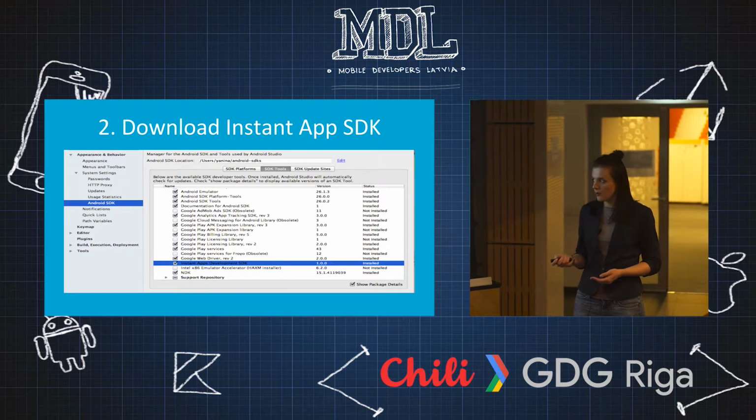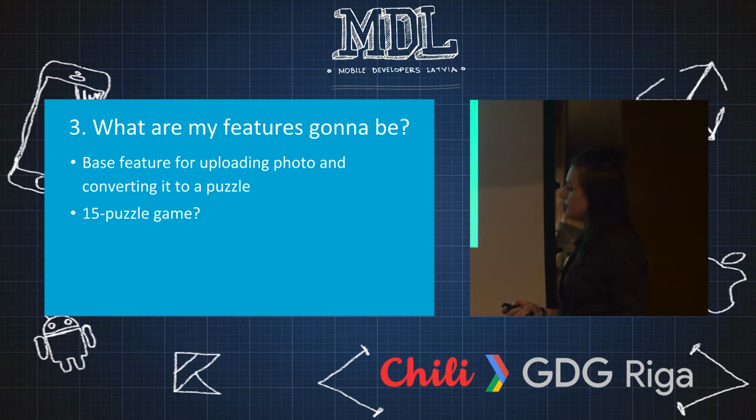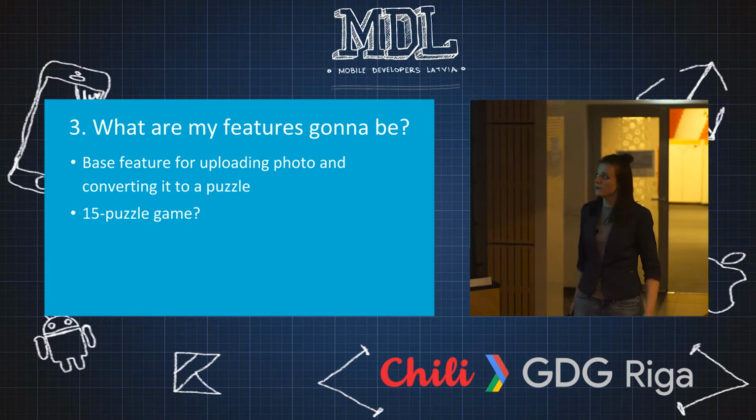Step number two was to download Instant Apps SDK. When we go to the SDK downloader, SDK tools, we make sure that we have Instant Apps SDK installed. All right, easy enough so far. Step number 3.